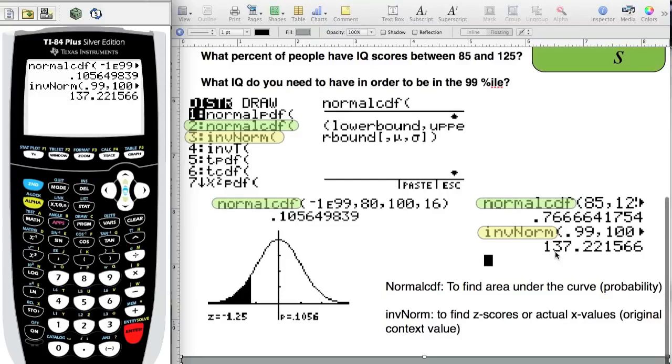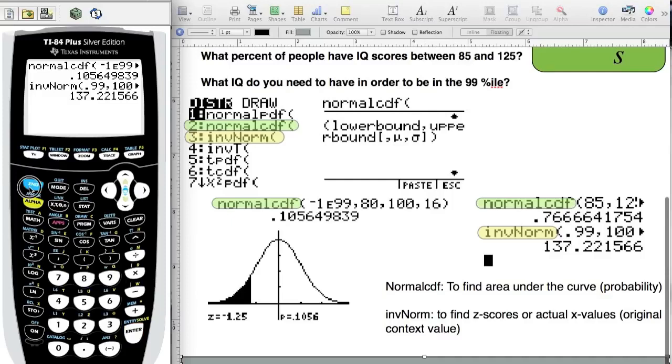So the two things we covered were Normalcdf, finding area under the curve, probability, as well as invNorm. Let me do one more thing with invNorm. Let's say I wanted to find the z-score. Since I have the z-score written here, let's find the z-score for 80. We already know what the percent area is. It's 10.56, so let's type that in.